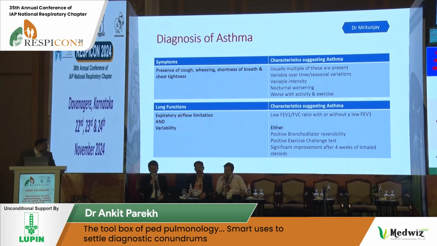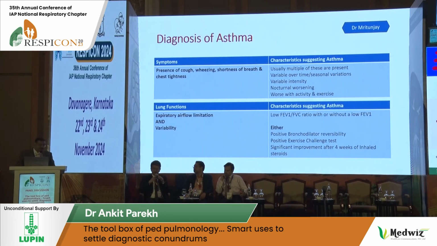There will typically be presence of cough, a wheeze, difficulty in breathing, and chest tightness. And to be objective, the characteristic features will be that there will usually be multiple of these combinations: cough, wheezing, or nighttime chest tightness. And the symptoms will be variable with time. It will vary with season. It will be variable in severity. It may be aggravated by exercise. So these are the characteristics clinically.